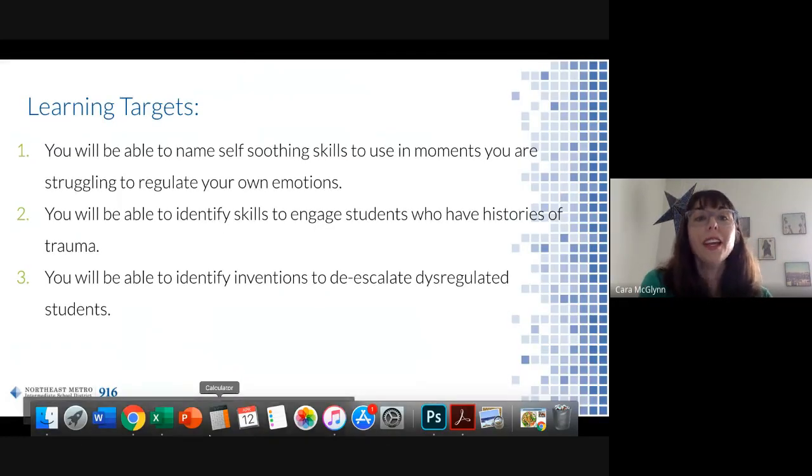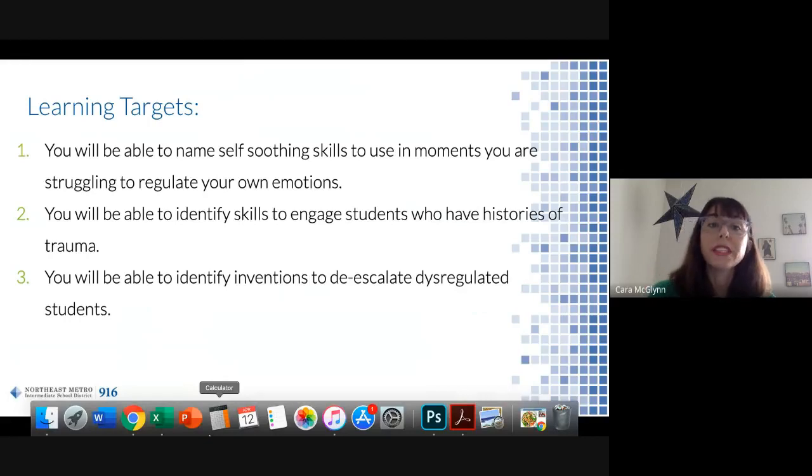So our learning targets today, following the presentation, hopefully you'll be able to name some self-soothing skills that you yourself can use in the moment if you're finding that you're struggling to regulate your own emotions. Oftentimes when we're working with students that have trauma histories, they tend to bring up things in ourselves through forced reenactment scenarios. So we'll talk a little bit about that. You will be able to identify skills that you can use to support students who have trauma histories. And we'll also talk about some interventions that can be used to de-escalate dysregulated students.